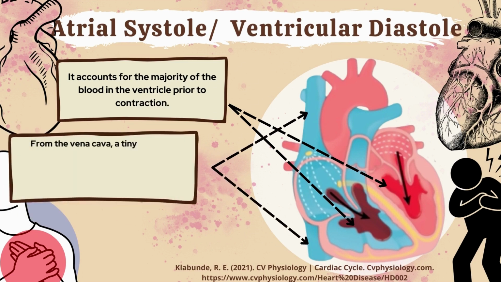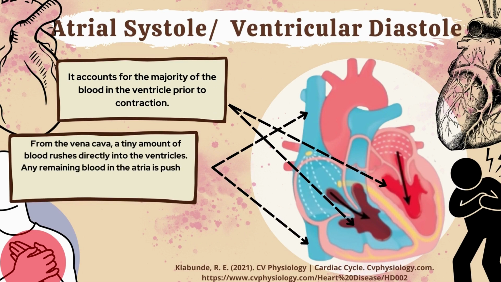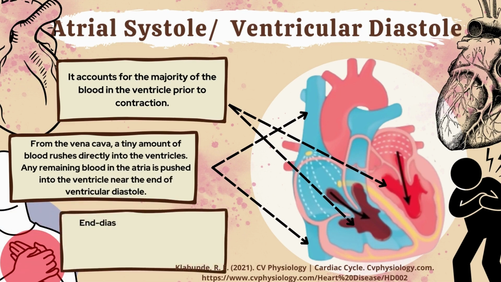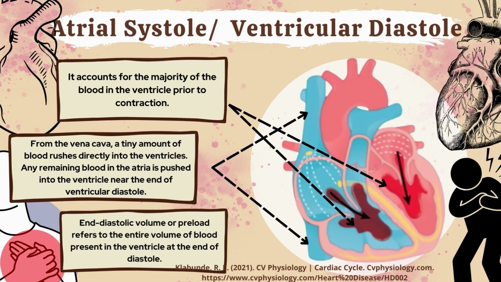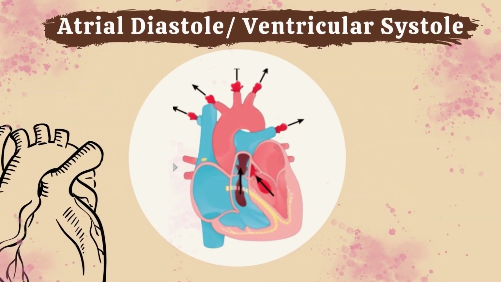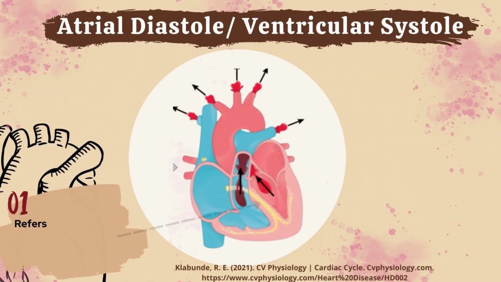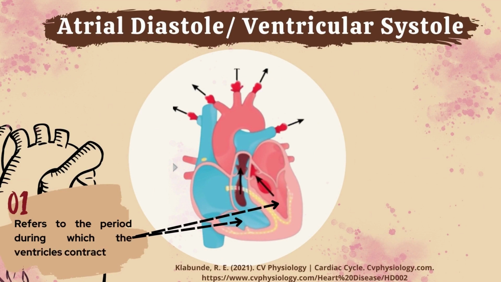From the vena cava, a tiny amount of blood rushes directly into the ventricles, and the remaining blood in the atria is pushed into the ventricle near the end of ventricular diastole. End diastolic volume, or preload, refers to the entire volume of blood present in the ventricle at the end of diastole. Ventricular systole refers to the period during which the ventricle contracts.